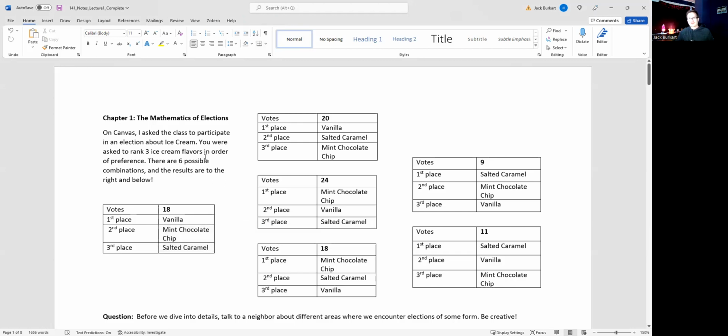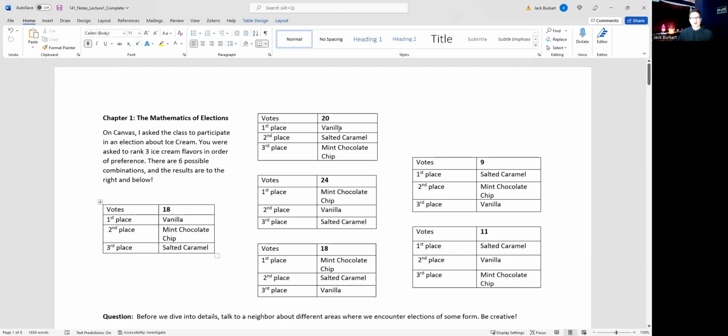So in practice, what this means is that I got an Excel spreadsheet with a bunch of rows on it. And I had to figure out how to total all the ballots. But when there's 3 ice creams, it turns out that there's 6 possible combinations. And this group of tables right here summarizes all of the possible results and how many people voted for each. So for example, in this one right here, we see that we had 18 votes where vanilla was first, mint chocolate chip was second, and salted caramel was third. And similarly, we can read through the rest.